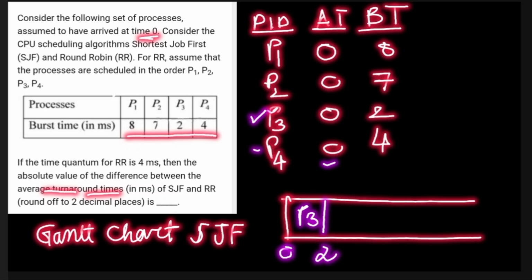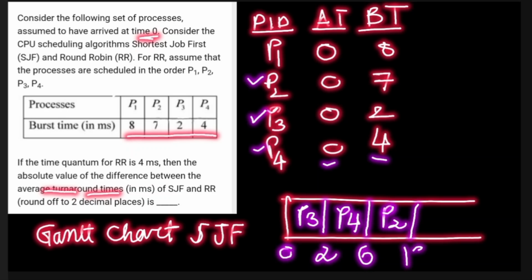Next shortest job is P4. Its burst time is 4. So 2 plus 4, it's 6. It will execute till 6. Next P2, it's 7. So 7 plus 6, it's 13. And next is P1. 13 plus 8, it's 21.